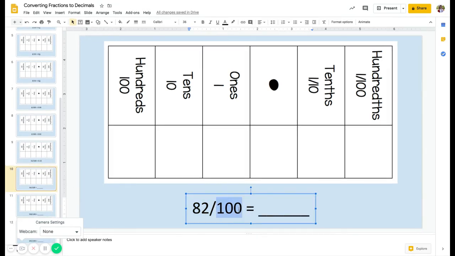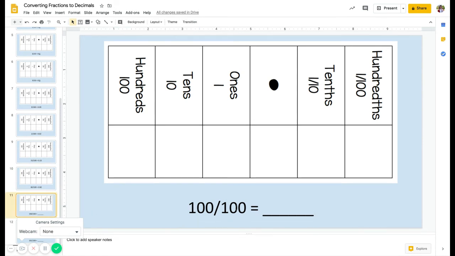Same thing with 82 hundredths. Now I know 100 hundredths is 1 whole, and so 82 hundredths is getting closer to 1 whole. If I have 100 pieces, I have 82 of them eaten or filled in, okay? So I'm not at 1 whole yet, but I do have 82 of them. And now I'm going to check and make sure that my digits land in this place value. The 8 is in the tenths, the 2 is in the hundredths. So this is 82 hundredths.